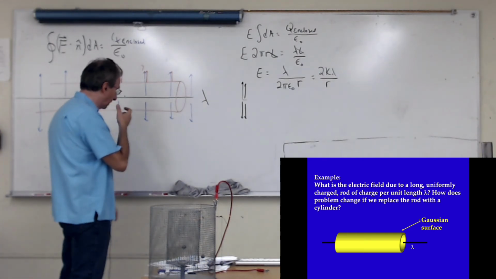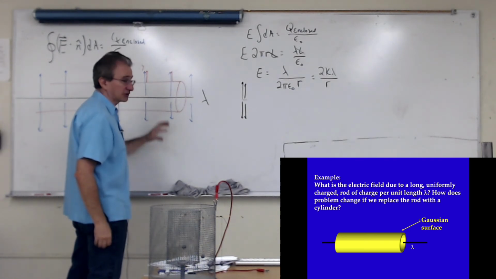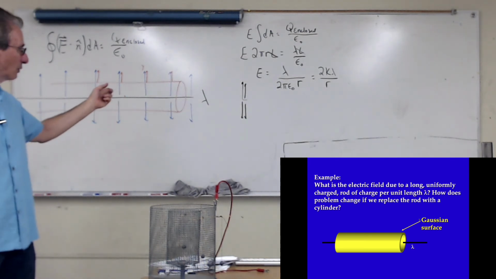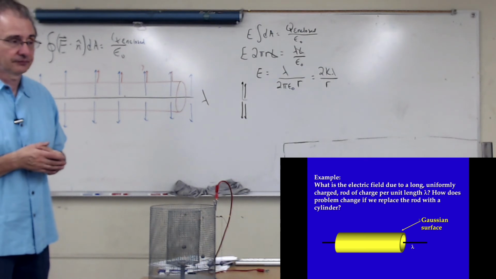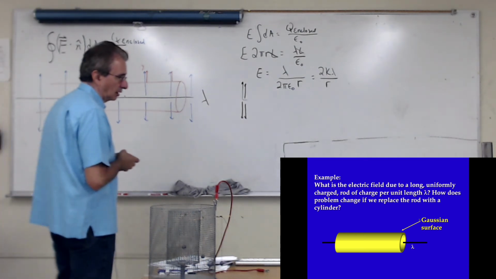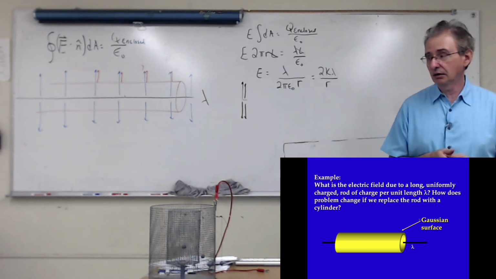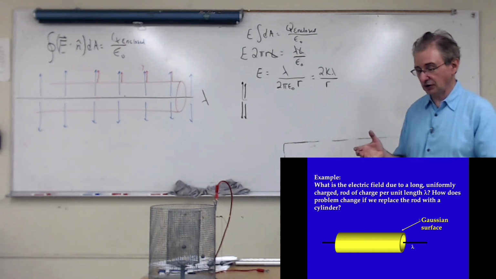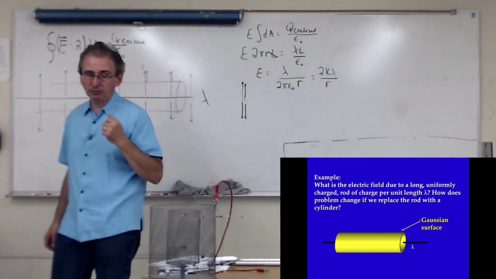By the way, I can use the same surface if instead of a wire, and that's a wire with no thickness, let's say I had a wire with thickness, a cylinder. I would be able to find the field inside and outside the cylinder in the same manner as I did in the previous problem with the sphere. The only difference is I'm going to have to use cylindrical geometry as opposed to spheres. That's something for you to practice on.